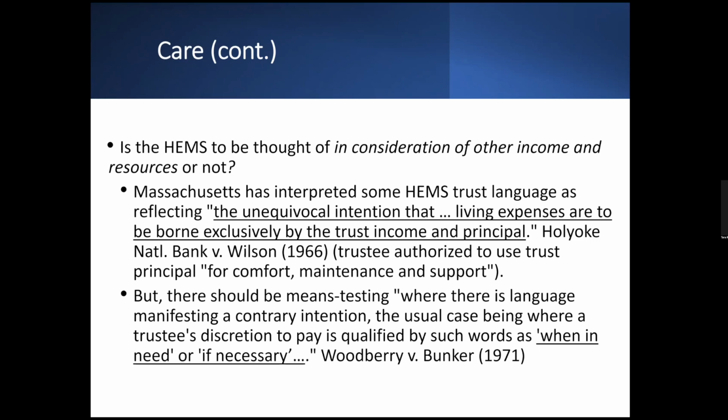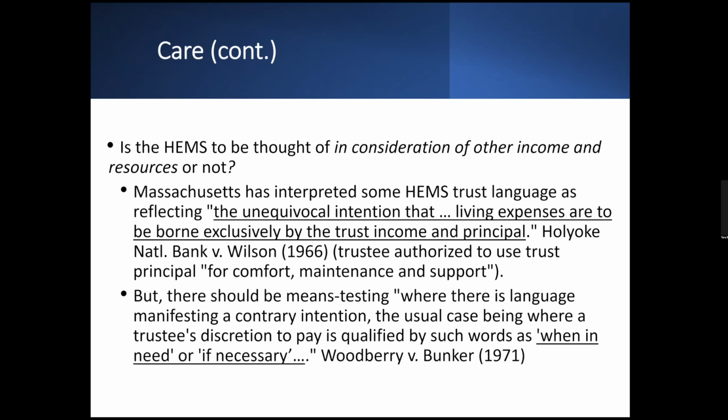You don't need any help with your maintenance and support. So the wording of the trust is going to be very important. This case that I cite here, the Holyoke Wilson case, there was unequivocal intention that living expenses are to be borne exclusively by the trust income and principal, because the trustee was authorized to use the principal for comfort, maintenance, and support. And I think there the court leaned into saying it's okay for the trustee to go ahead and provide for all of those needs.